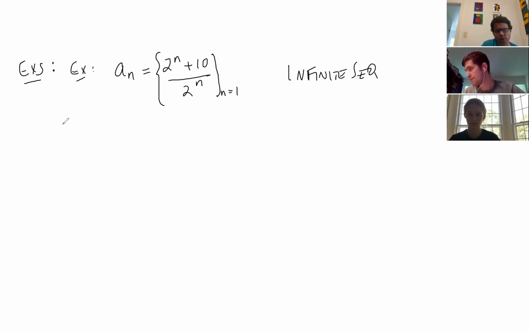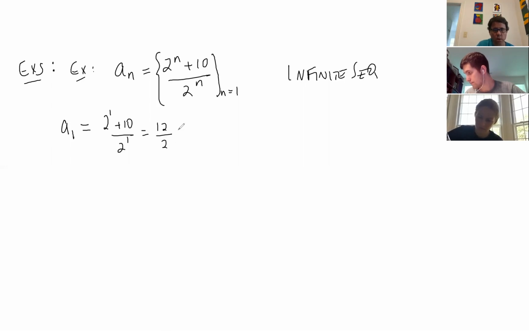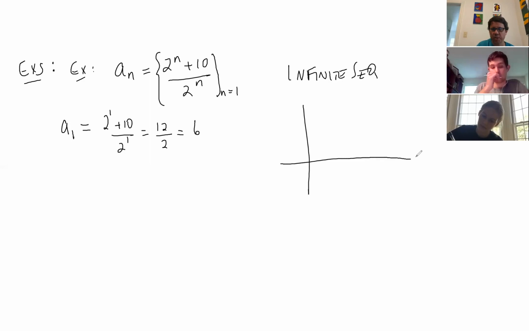So if we did try to write some of this stuff out just for kicks, let's see, A1, we plug in our pattern. So we'll get 2 to the 1 plus 10 over 2 to the 1. So that's what that means. So I will get 12 over 2, which in this case happens to be 6. So I started at 6. So maybe we can draw some of this stuff. So up here at 6, there's my A1. Start up there, n equals 1.